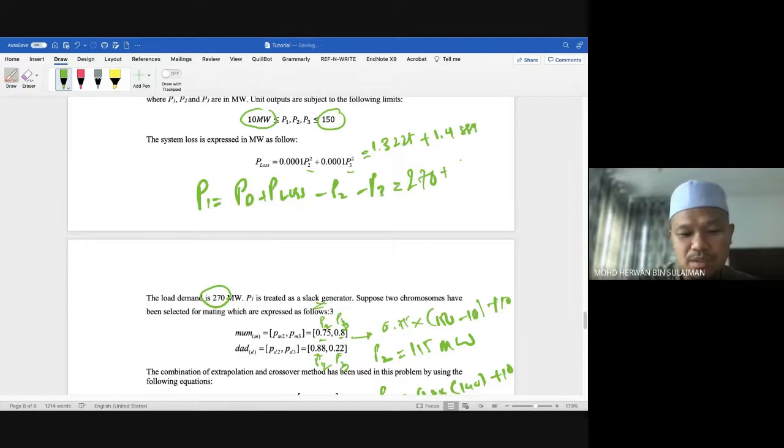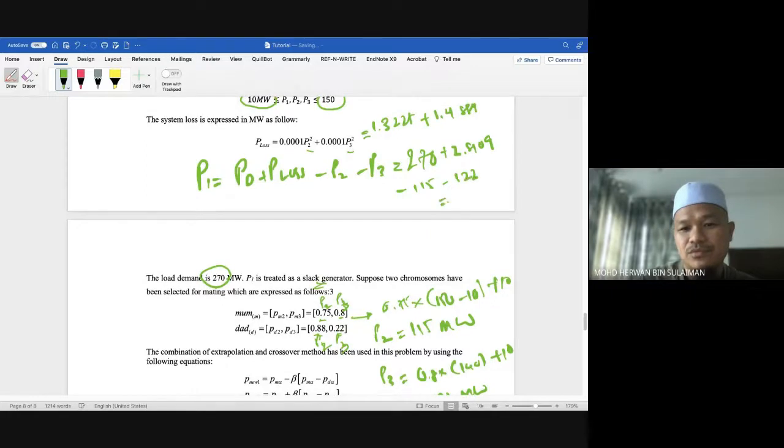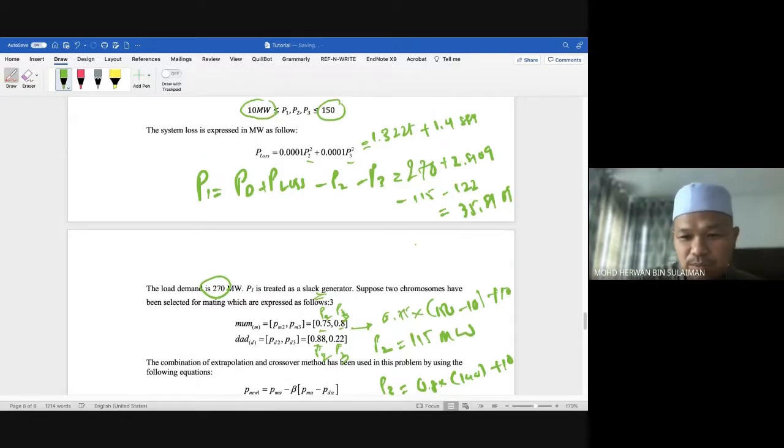So your loss is now 2.8109. So P1 is 270 plus 2.8109 minus 115 minus 122. You get your value for P1 is 35.8109. So it's still within the boundaries.